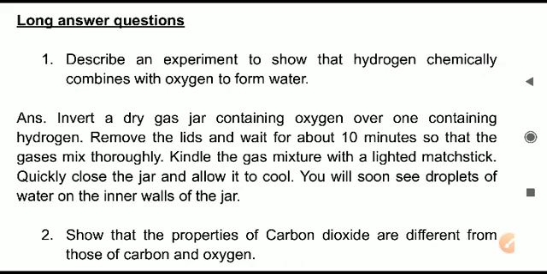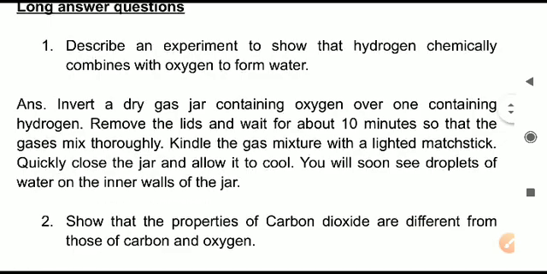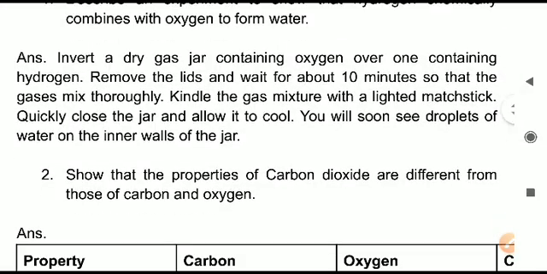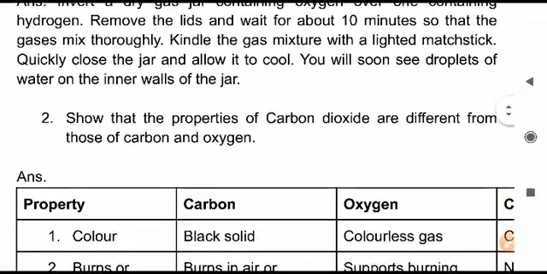Because of the lighted matchstick, the fire that was there, the reaction started, and both hydrogen and oxygen react with each other. On cooling down, what will we see? Let us see the last line. You will soon see droplets of water on the inner walls of the jar. Both of these elements, hydrogen gas and oxygen gas, chemically combine with each other to produce water, and water drops are observed on the walls of the jar. So that is how you have done the experiment to form water using hydrogen and oxygen, chemically combining them. This is how water can be chemically prepared.